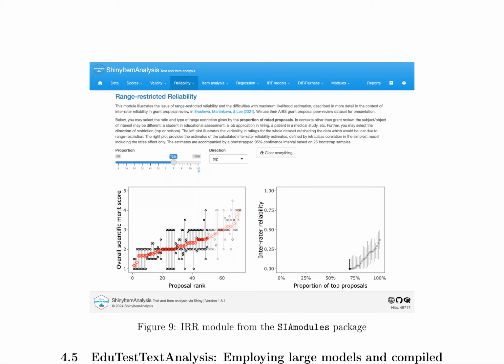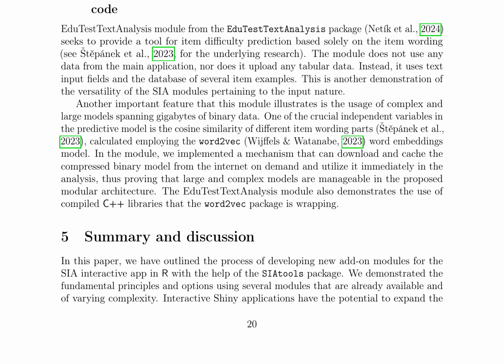Notably, this module employs large and complex models, including the Word2Vec word embeddings model. This model calculates the cosine similarity of different item wording parts as a key independent variable in the predictive model. To manage these large models, the module implements a mechanism that downloads and caches the compressed binary model from the Internet on demand, utilizing it immediately in the analysis. This showcases the feasibility of incorporating large and complex models into the proposed modular architecture.